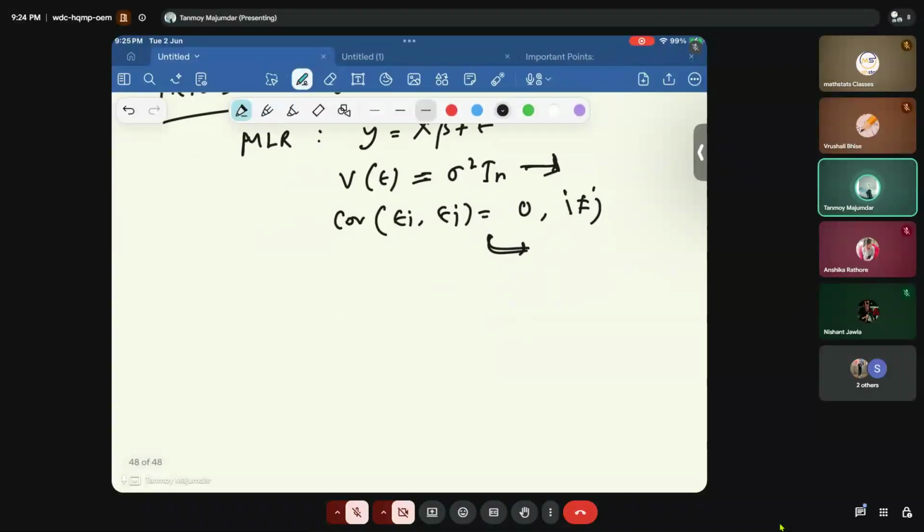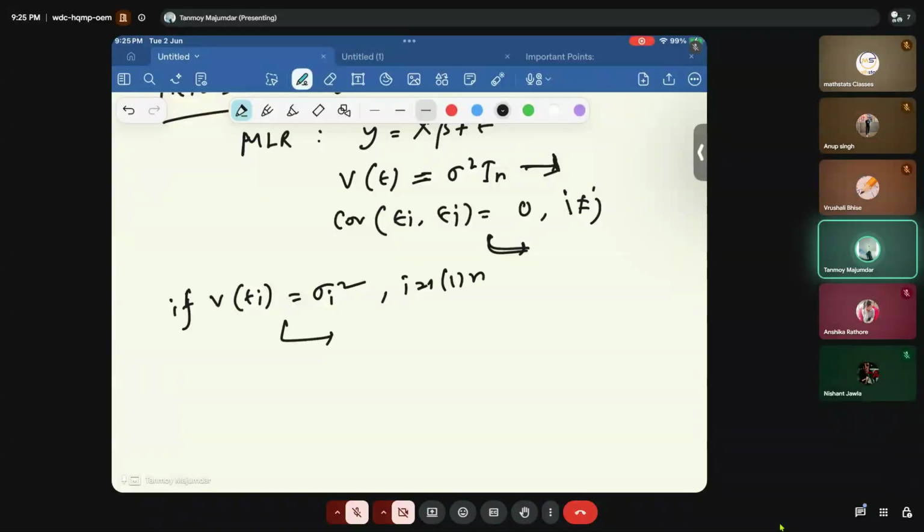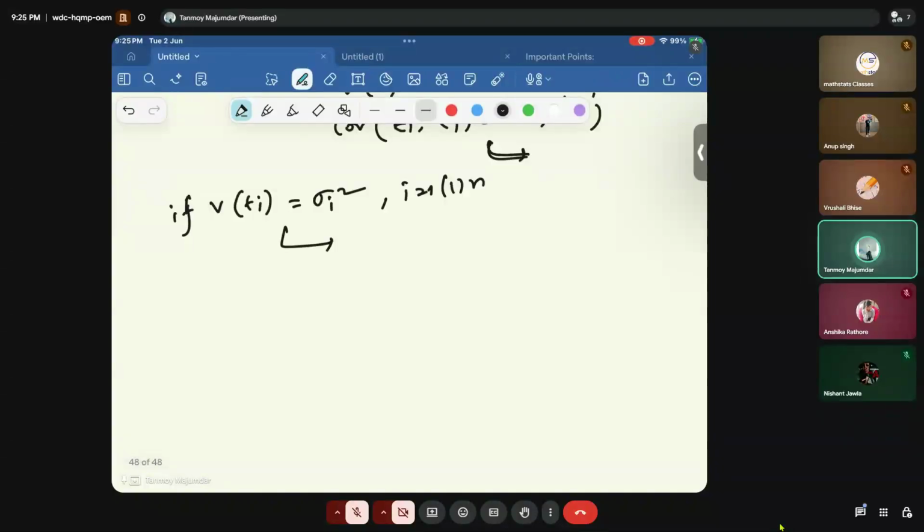Suppose this assumption is violated. For example, if the variance of epsilon i, that is sigma i square, for i equals 1 to n, so this is a case of heteroscedasticity. So how does it look? In that case, how will the variance covariance matrix look? The variance of epsilon is the diagonal of sigma 1 square, sigma 2 square.